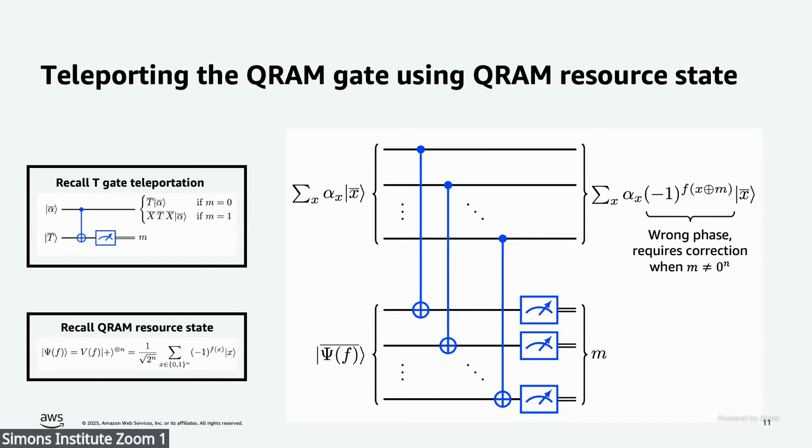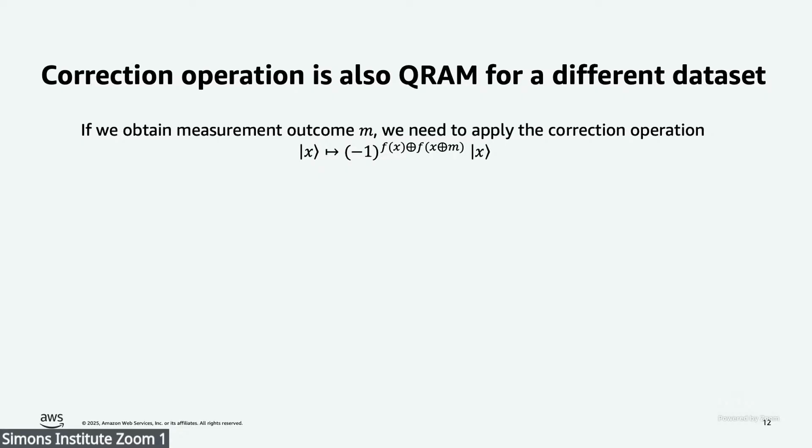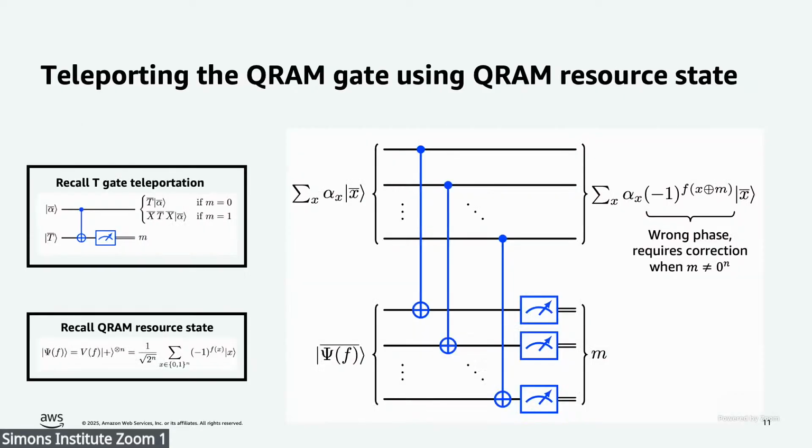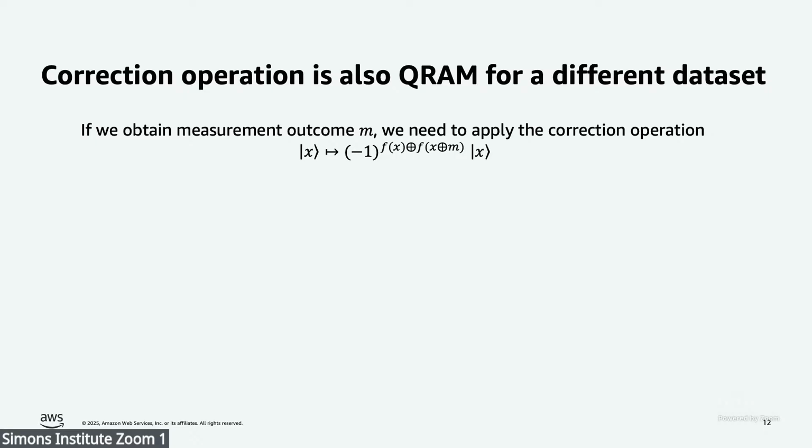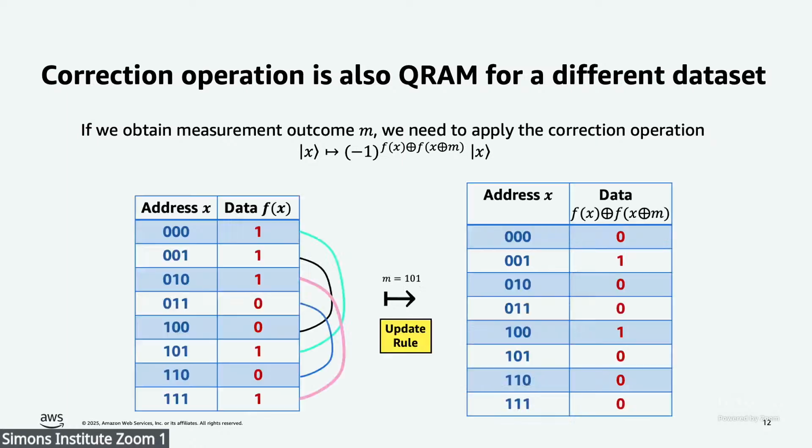One of the key things that we've noticed in this protocol is a way of doing the correction in a recursive way. In particular, the phase that we applied was -1 to the f of x plus m. So basically, we've shifted the address by some bit string m. If we could apply the phase -1 to the f of x, it would cancel out the phase we applied incorrectly and put back in the phase we wanted to apply. So this correction operation is the one we want to apply after doing the teleportation of the previous slide. This is the analog of the S gate in that first example. And you notice that this is also a QRAM gate. It's just a QRAM gate for a different data set. So if we started with this data set, we now want to change the data set to be this one so that we can apply that operation.